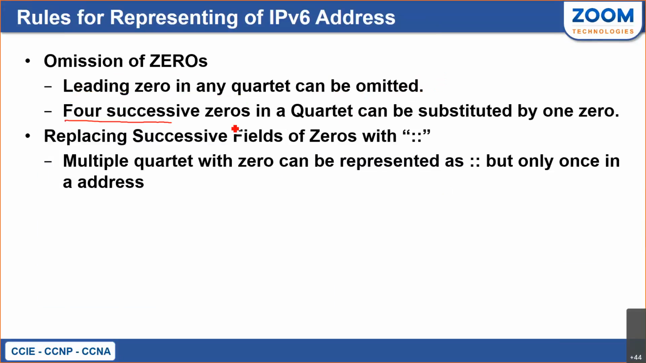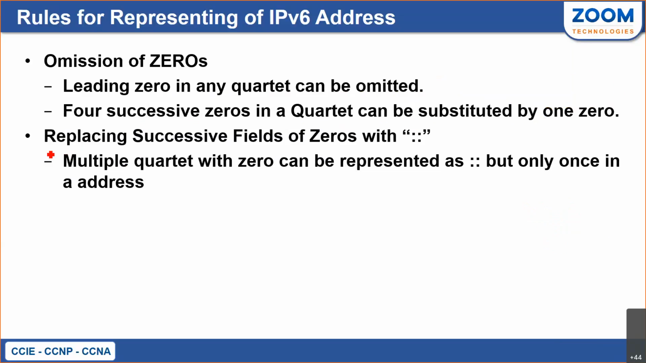4 successive zeros in a quartet can be substituted by a single 0. Substituted by 1 0 means only a single 0. So here, 0 0 0 0, I can write it as a single 0. No, don't think of it like that actually.